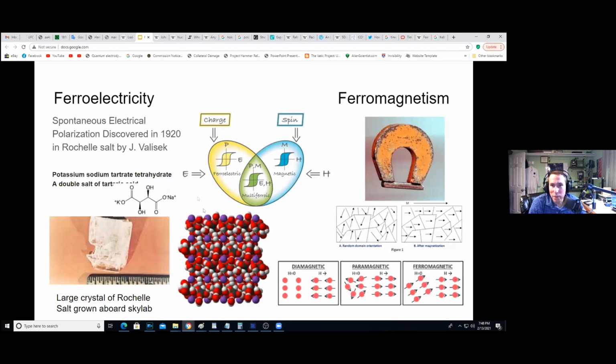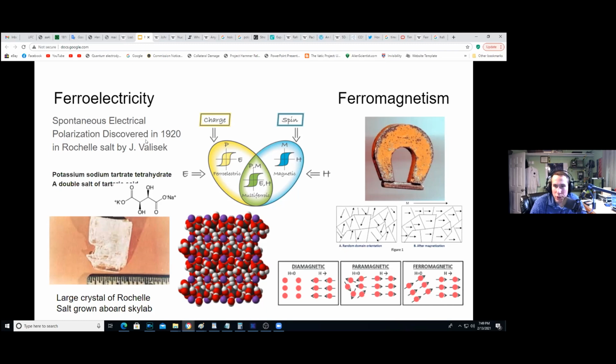So let me continue. Ferroelectricity, spontaneous electrical polarization, was discovered in 1920 in Rochelle salt by J. Valasek. This is a large crystal of Rochelle salt that was grown on Skylab. It turns out that if you grow this salt in zero gravity, the crystals it forms are much more ferroelectric than the normal crystals grown on Earth. That is just some of the research that NASA and other organizations have done into crystal growth in space, and a lot of it is based on these materials.